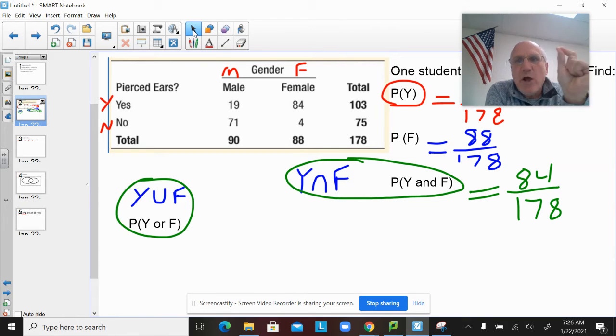In yesterday's video, we talked about two events being mutually exclusive. Two events are mutually exclusive if they can't both happen, or if there is no overlap. I would argue that these two events, yes and female, do have overlap. There are some students who are both. So first you've got to recognize that Y and F in this case are not mutually exclusive because they can both happen.